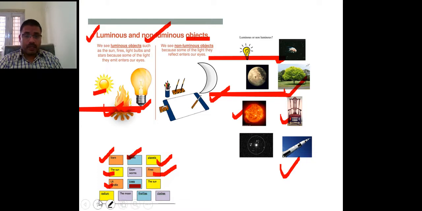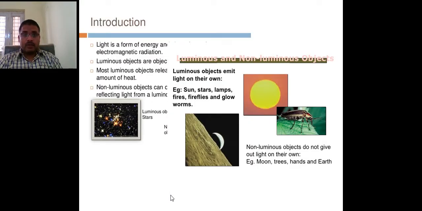Whereas radium is a luminous object. The moon is a non-luminous object. And firefly is a luminous object because it carries its own light. And cloth is a non-luminous object because it has no inbuilt light. So here we have a small understanding of what is a luminous object and what is a non-luminous object. Now we are going to talk about some fundamentals of light.